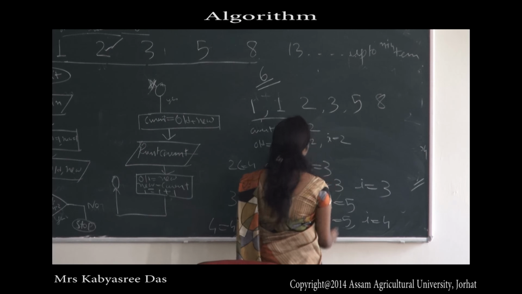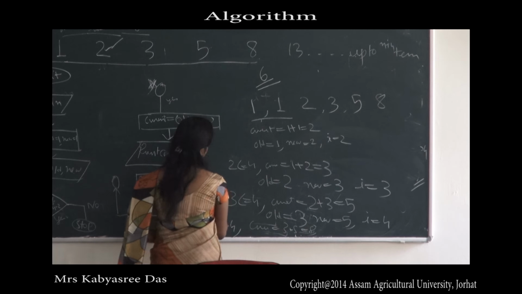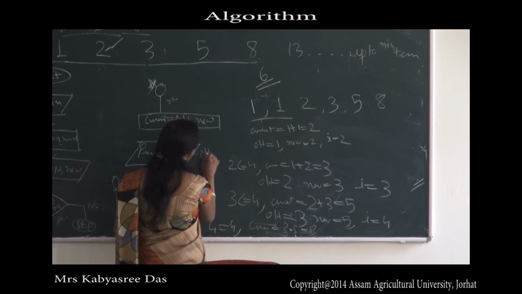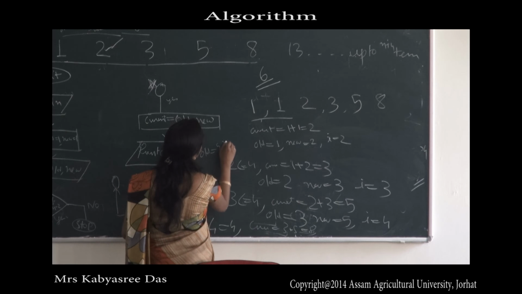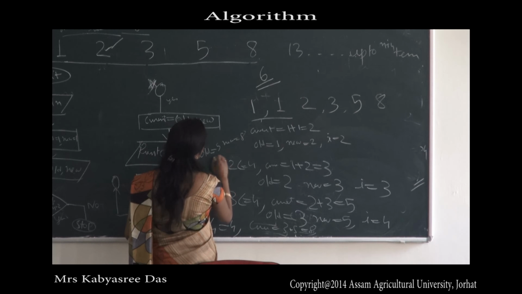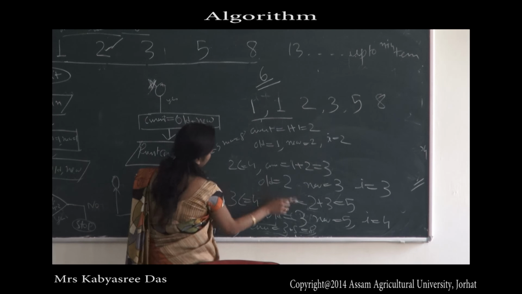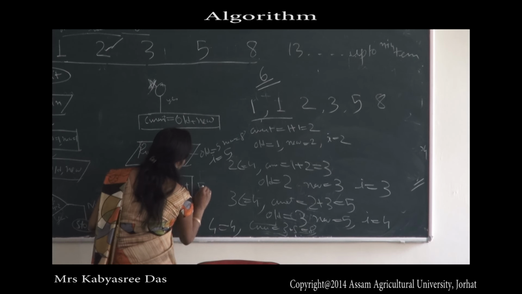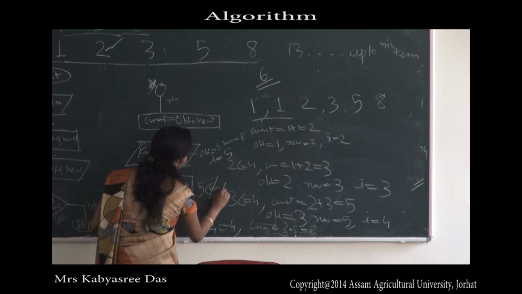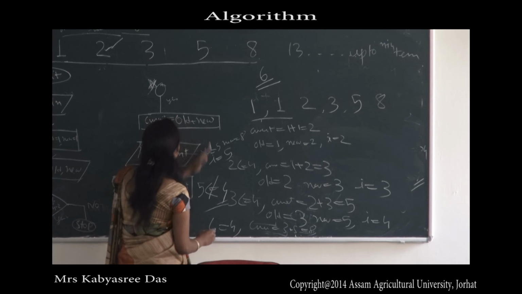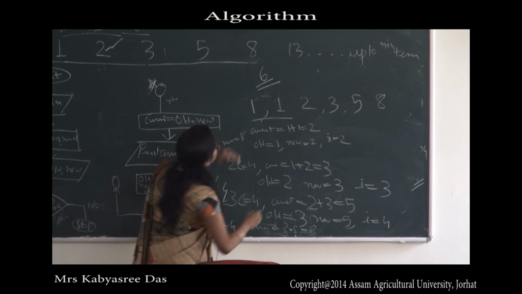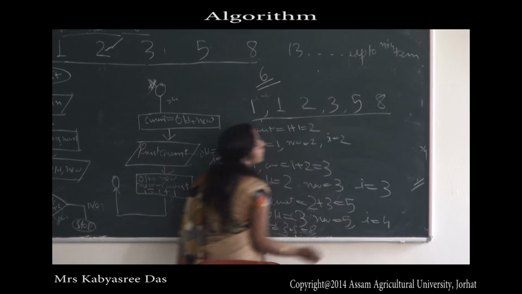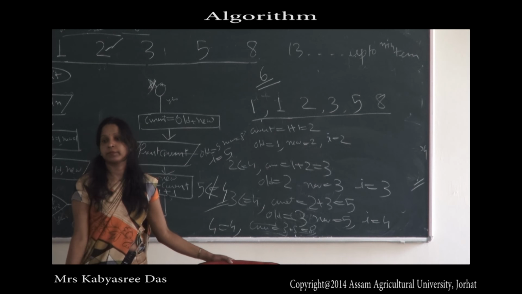And next step, old is equal to 5 and new is equal to 8, and I is equal to 5. But 5 is not less than or equal to 4. So it will come out and stop. It will print the series up to 6 terms and stop. Getting?